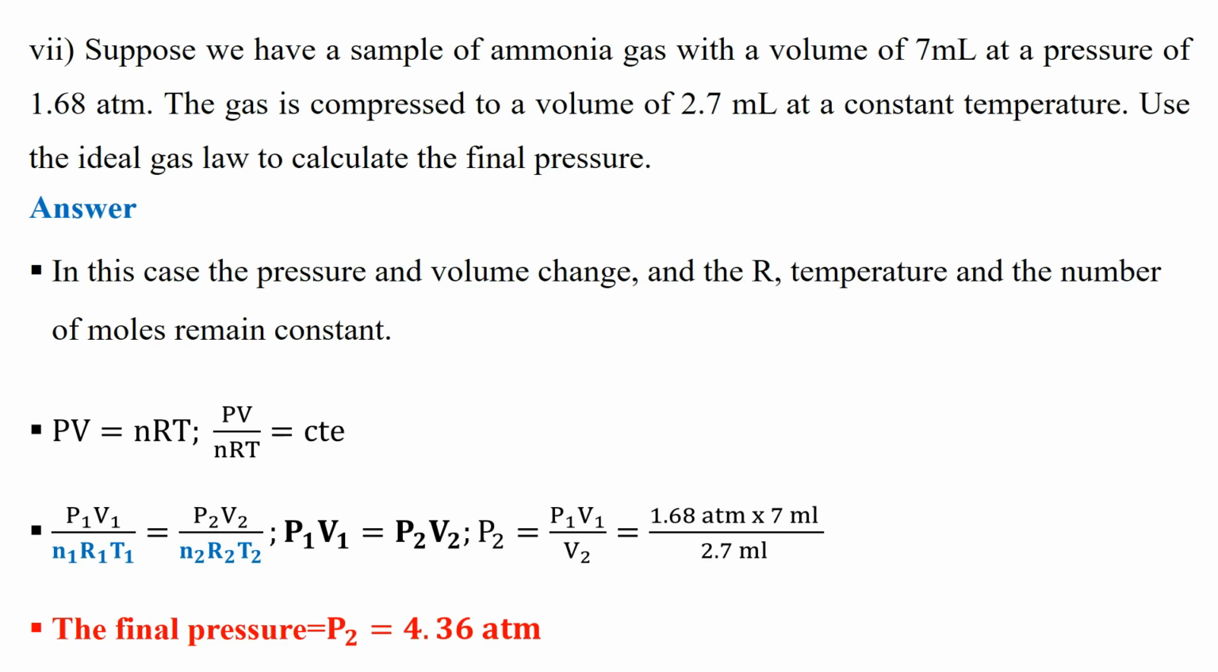So that means the values which are constant, you can eliminate them from the equation, because n1 will be cancelled with n2, R1 with R2, and T1 with T2, because they are equal. Then the equation remains with P1V1 equal to P2V2. Then we determine P2, which will be equal to P1V1 over V2, and replacing the values, we get the final pressure, which is 4.36 atmosphere.